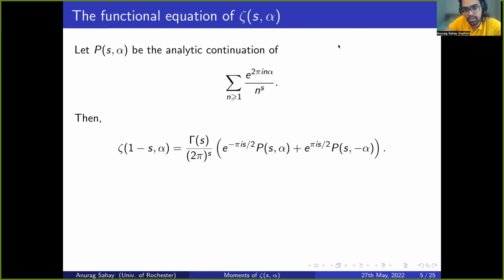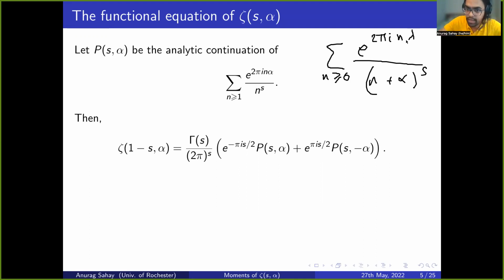functional equation, which is that if you look instead at e^(2 pi i n lambda) over (n plus alpha)^s, where you're looking at this, this quantity satisfies a similar relationship to this. And then this sum that I have over here is what you get when you put lambda equals alpha and alpha equals 0, alpha equals 1, while this quantity is what you get when you put lambda equals 1 and alpha equals alpha.